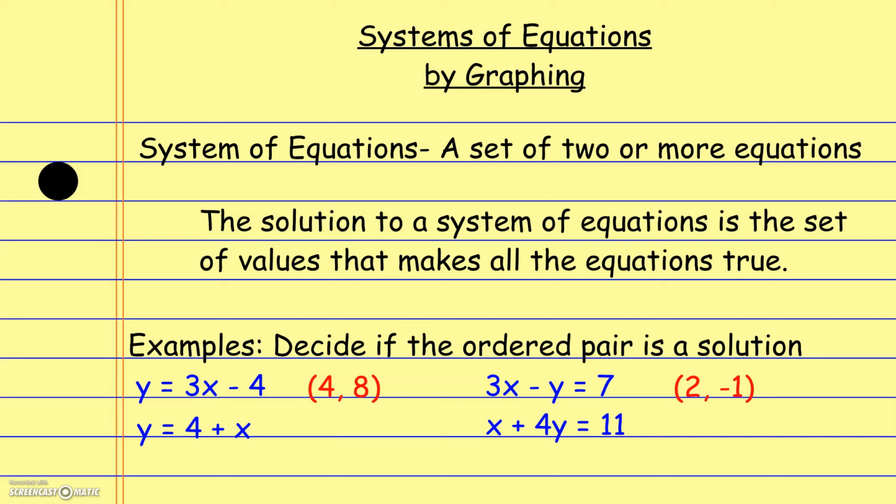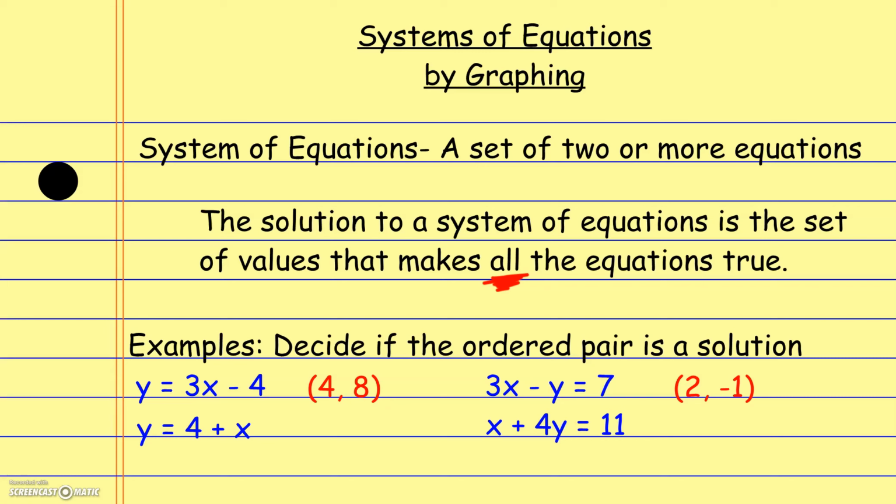The solution to a system of equations is a set of values that makes all the equations in the system true. So again, all of the equations in the system have to be true. That's what makes a solution valid. If it works for one of the equations, great. But if it doesn't work for the other, then it's not a solution to the system. It's got to be a solution for all of the equations, not just one.